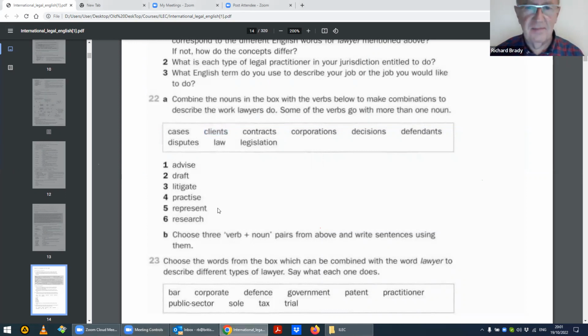Who do we represent? There's one, two, three nouns in the box that we represent. I'm pretty sure you're all going to give me the first one. Let's have a look at this. Yes, we represent clients and we represent corporations. Corporations meaning companies. We represent clients, we represent corporations. Now there's one other noun in the box. Clients and corporations, certainly, good. But there's one other noun in the box that we also represent. Who or what is that?